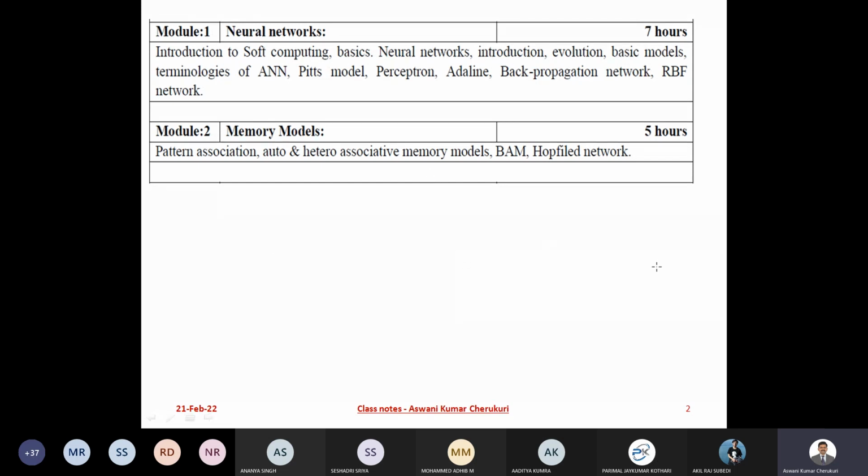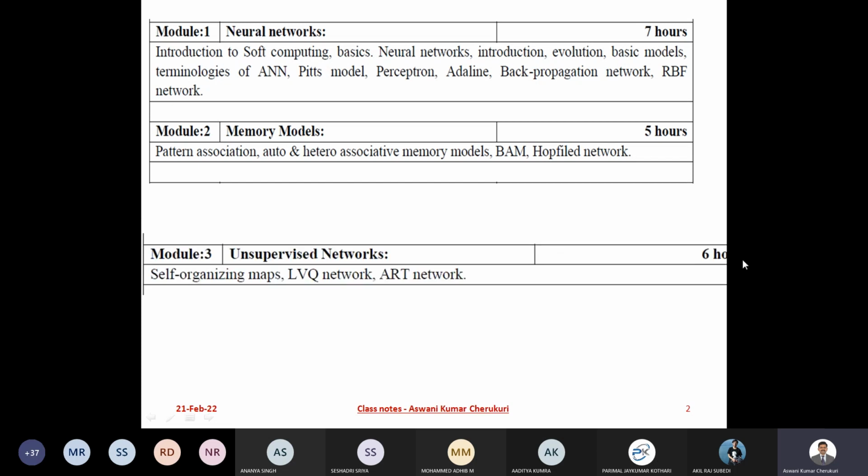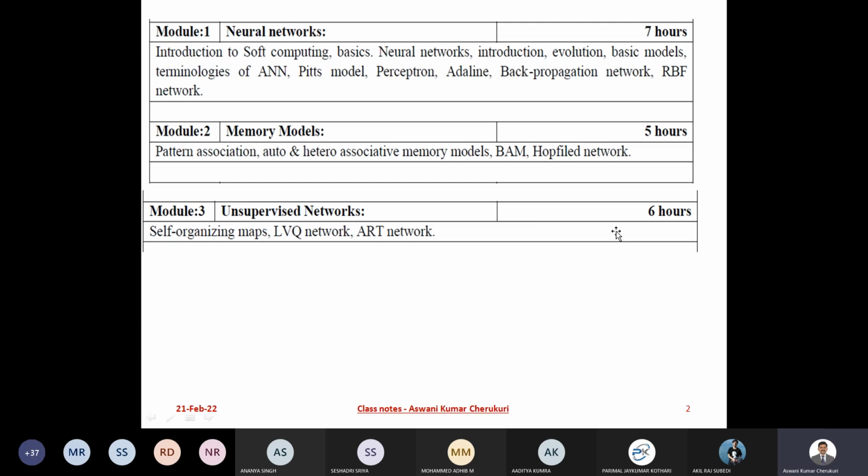The next one, we have another interesting topic, which is module 3, the unsupervised networks. So far, in the case of training, essentially we focused on supervised environments. So now what we are going to discuss is unsupervised networks, as the name itself mentions.